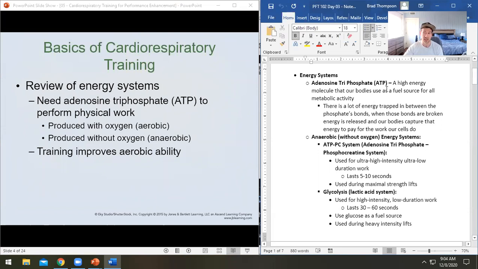So what we have instead, the way we store energy inside of our body, is we store it as this molecule ATP, adenosine triphosphate.